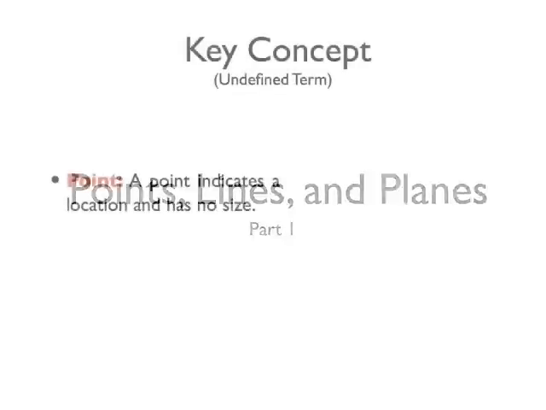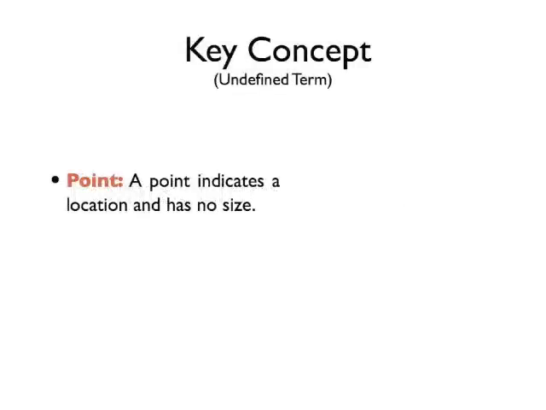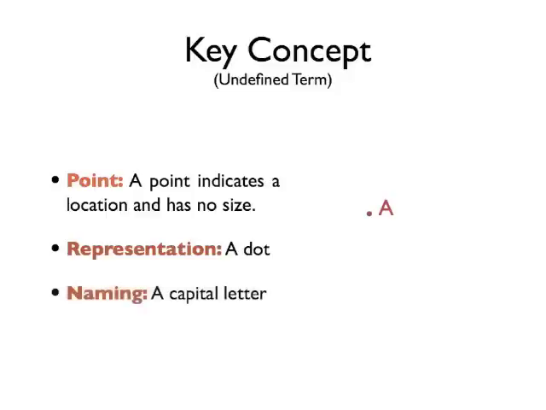This lesson begins with 3 undefined terms. We can't actually define them because they don't technically exist. They're not three-dimensional, and only three-dimensional objects exist in our world. So our first concept is point. It simply indicates a location and has no dimensions whatsoever. It's represented with a dot, usually with a capital letter next to it, because that's how we name it. So when you see this symbol, you can call it point A.